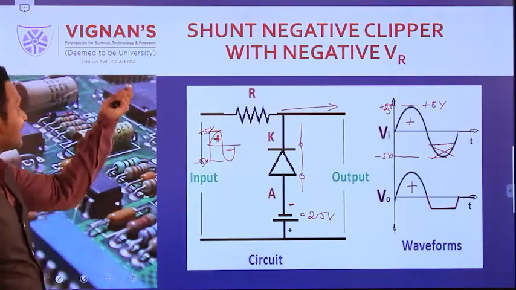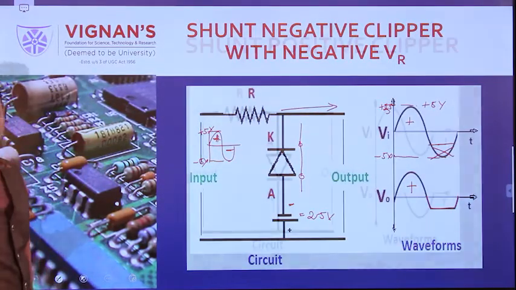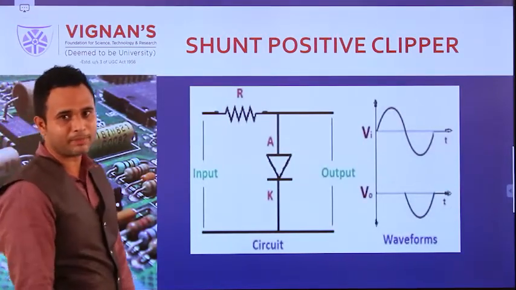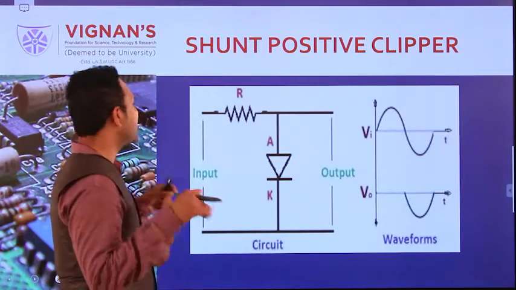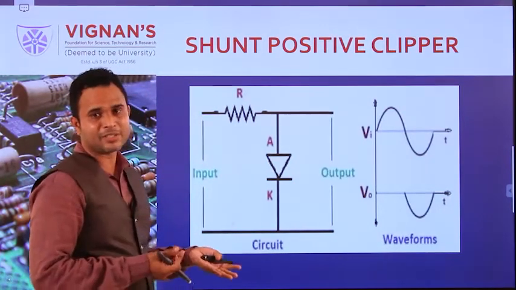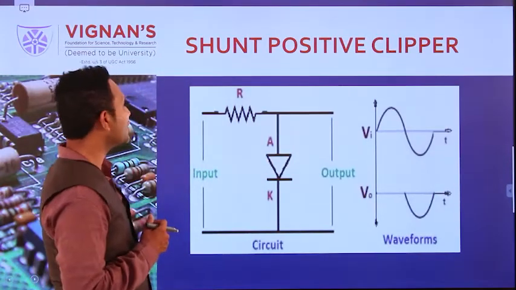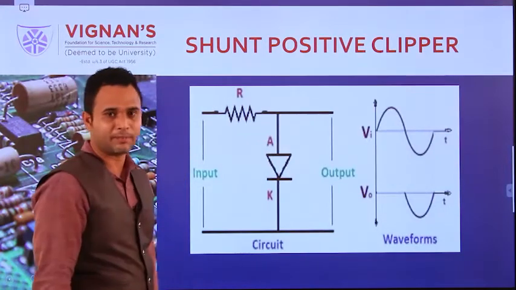So this is called the shunt negative clipper with the negative reference voltage. Now the shunt positive clipper. This is a very simple thing, so I am not explaining it in that much detail, because the shunt negative clipper we already discussed. This one is a shunt positive clipper. What happened with this shunt positive clipper?